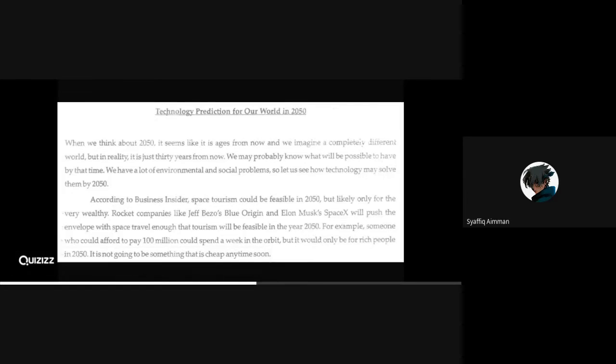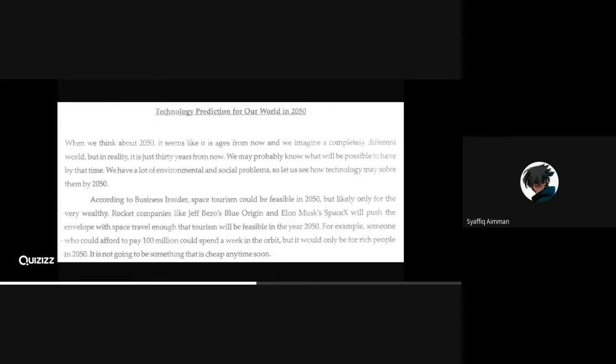Technology prediction for one world in 2050. When we think about 2050, it seems like it is ages from now and we imagine a completely different world, but in reality, it's just 30 years from now. We may probably know what will be possible to have by that time. We have a lot of environmental and social problems. So let us see how technology may solve them by 2050.